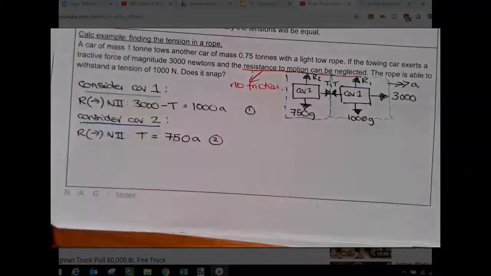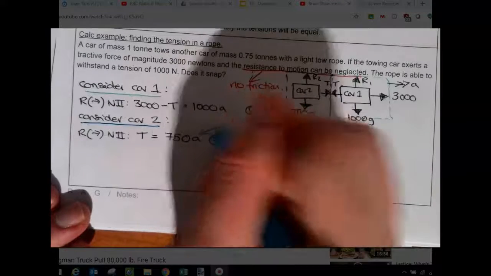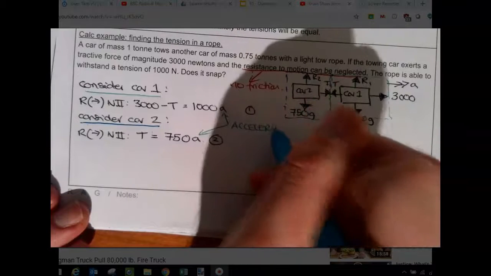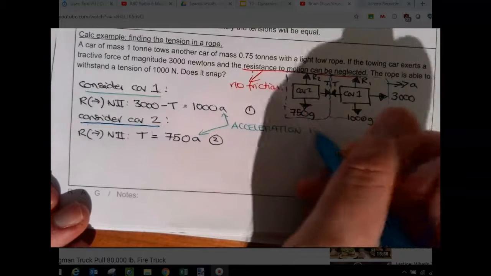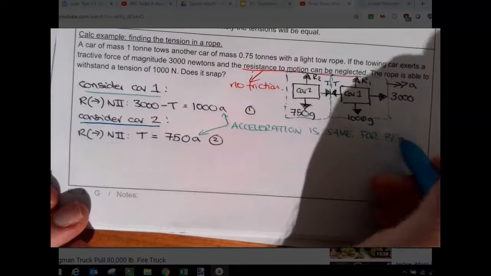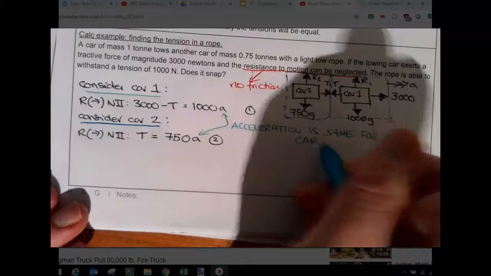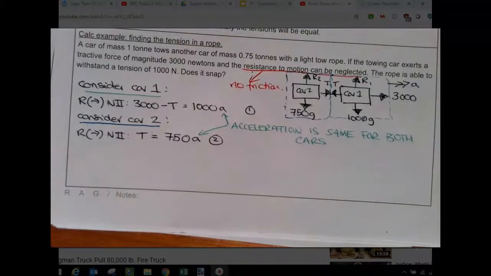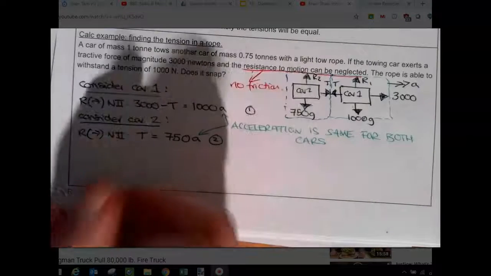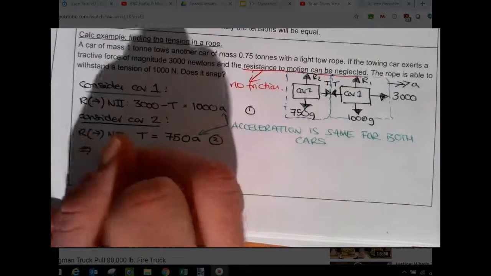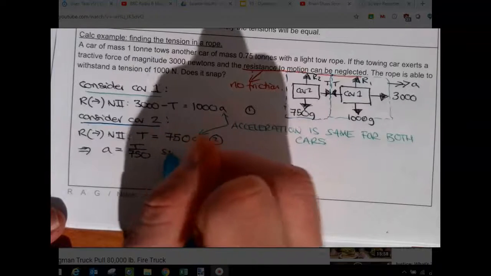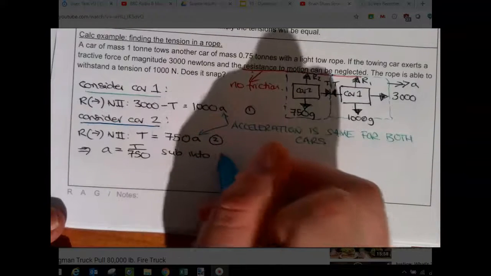And this is really the key to these questions, right? The acceleration is the same for both cars. And that's the key thing, because now what we see, I've labelled them 1 and 2, is I have simultaneous equations. From 2, A equals T over 750. And I'm going to sub that into 1.